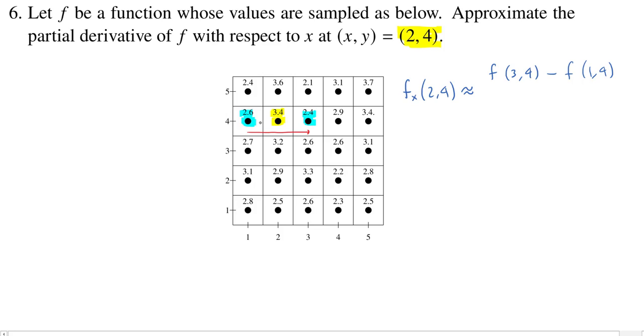We want to see how much the output has changed from one side of the given point to the other. And then we divide by the distance that you traveled in the change, in this case, along the x-axis. So that would be 2.